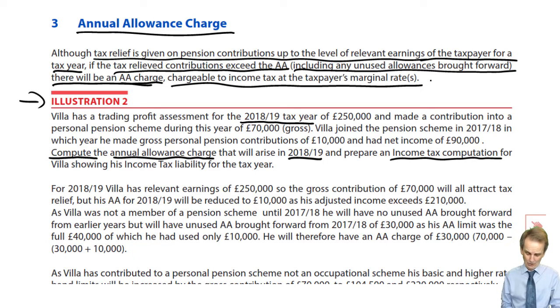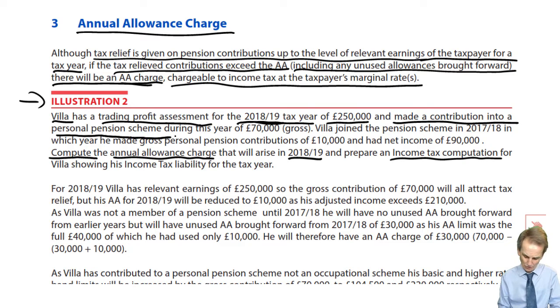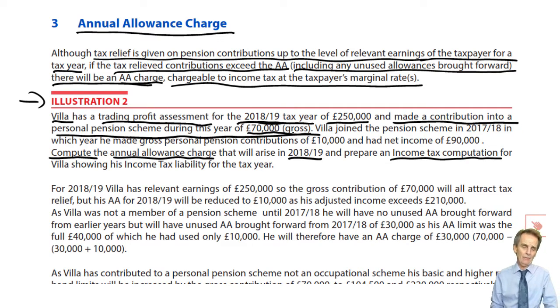Right, our example. Our hero Villa here has a trading profit assessment for 18-19 of £250,000, so relevant earnings of £250,000, and made a contribution into a personal pension scheme during this year of £70,000 gross. Now again, be careful how that information is given to you.